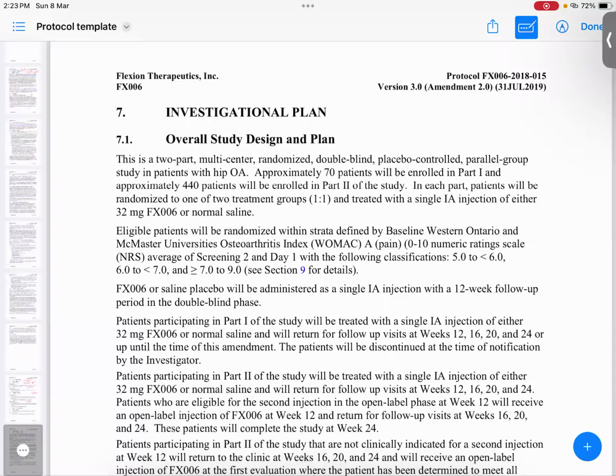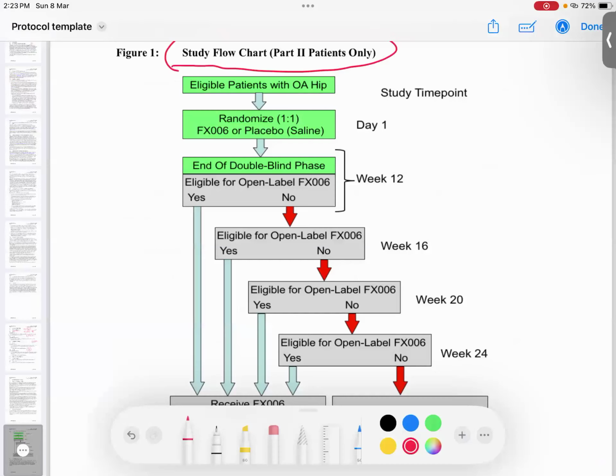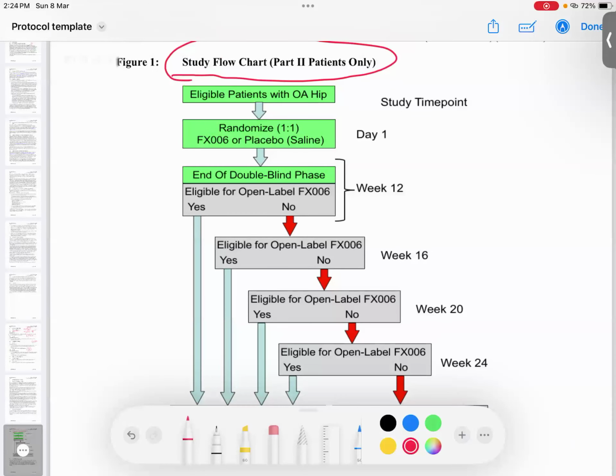This is investigational plan. You can get an idea that how this study is being done. I'm not going deep into this. This is where study flow, or this is also known as sometime the study schema. If you don't understand any protocol, I will say just try to understand this diagram. This will give you 80% of the idea why this study is done. Like here, so easily, eligible participants are coming, they are randomized 1-to-1. That means one part will be getting this drug, FX006, another will be given placebo.